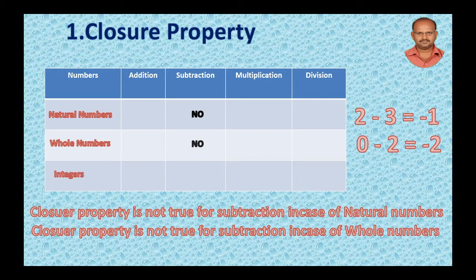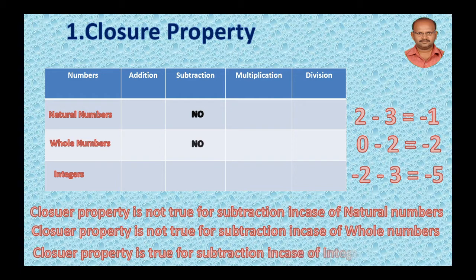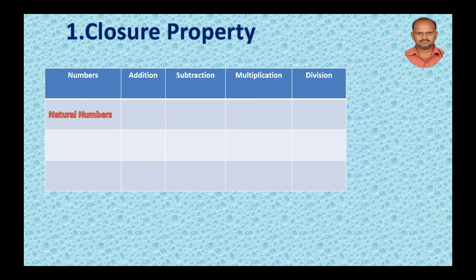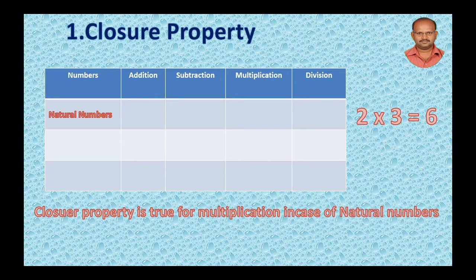Then next go to integers. Difference of two integers, that is minus 2 and minus 3, is equal to minus 5. Closure property is true for subtraction in case of integers. Then go to multiplication. Natural numbers. Multiplying two numbers, that is 2 into 3 is equal to 6. Closure property is true for multiplication in case of natural numbers.